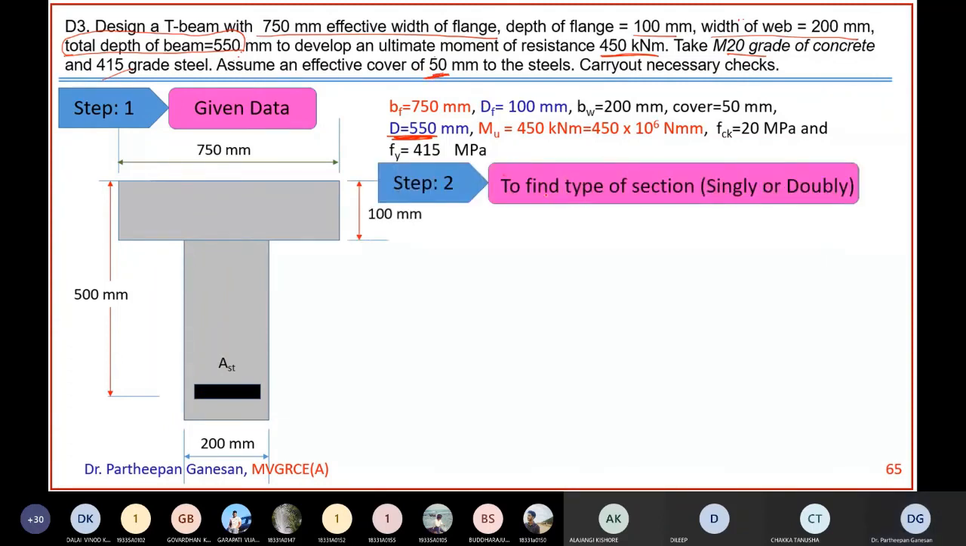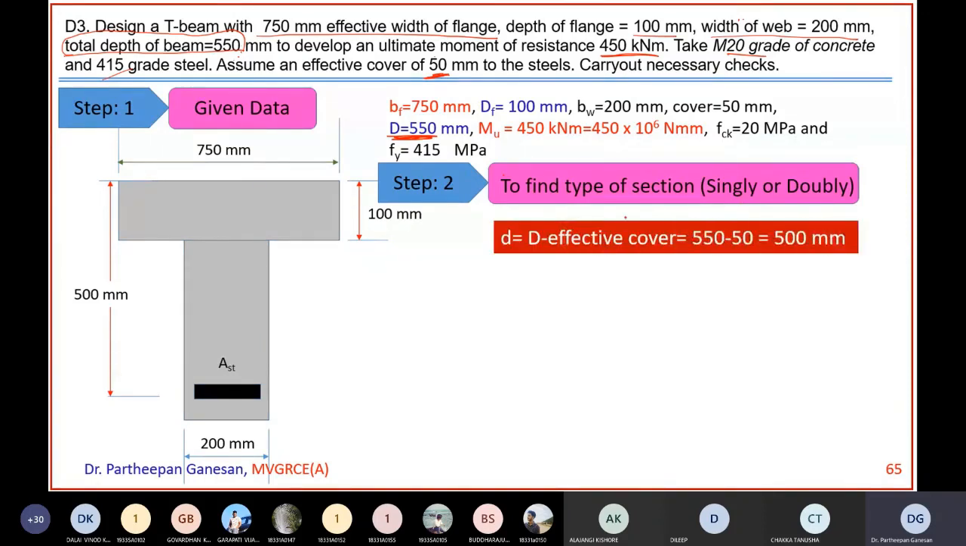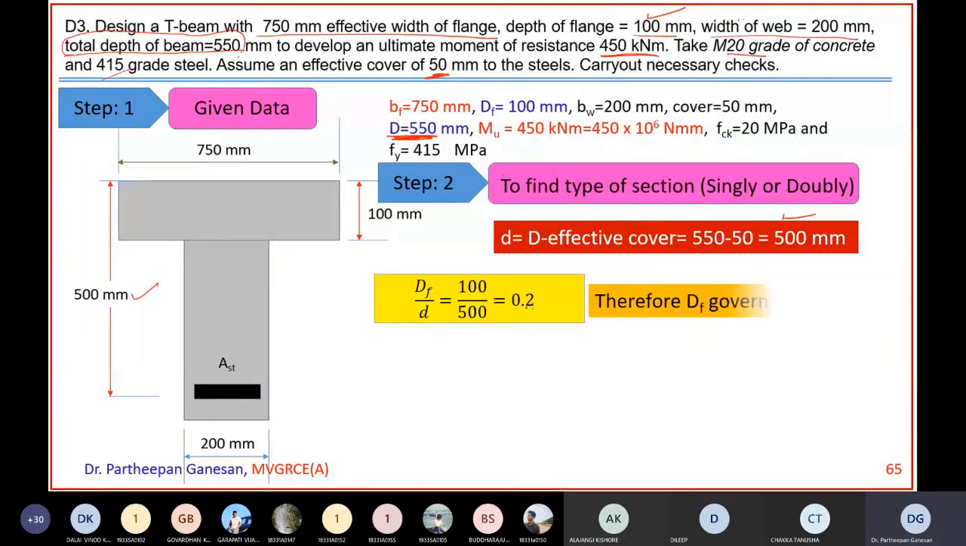So the first step is whether it is singly or doubly reinforced. First find out the effective depth, D minus effective cover, 500 mm. So Df by d is how much? Df is 100 mm given, d you found out to be 500 mm. So Df by d comes out to be 0.2. If it is 0.2, you have to take the first case. Therefore, the Df equation will apply.